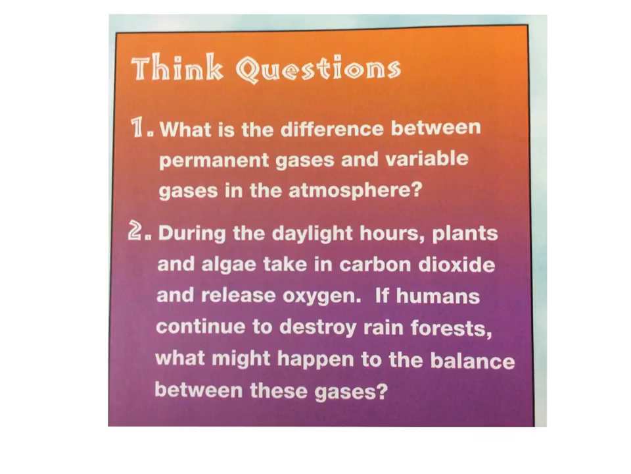Think questions. Number 1, what is the difference between permanent gases and variable gases in the atmosphere? Number 2, during the daylight hours, plants and algae take in carbon dioxide and release oxygen. If humans continue to destroy rainforests, what might happen to the balance between these gases?